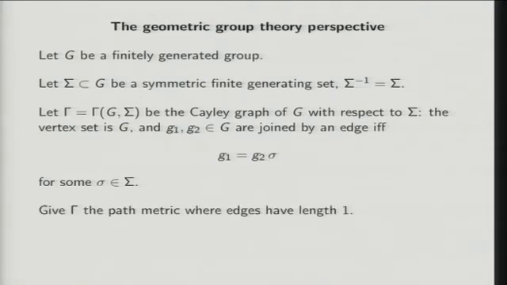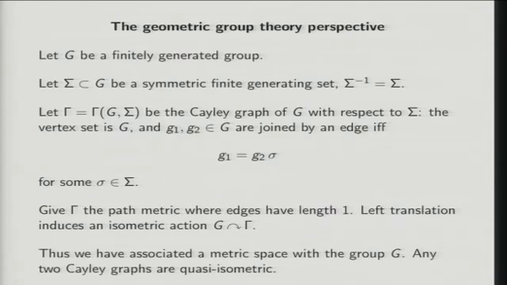So let's give this a path metric where edges have length 1. This is a connected graph, which follows from the fact that this is a generating set. And so now you have a nice metric space. Left translation by group elements in G induces a graph isomorphism of the Cayley graph, so it gives you an isometric action of your group G on the Cayley graph. In this way, we've associated a metric space with a group. Now, there are lots of metric spaces that we get this way. If you change generating sets, you will get a new Cayley graph. But the point is, the metric geometry in the coarse sense is the same for all Cayley graphs. Formally, the property that they have in common is that they're quasi-isometric.